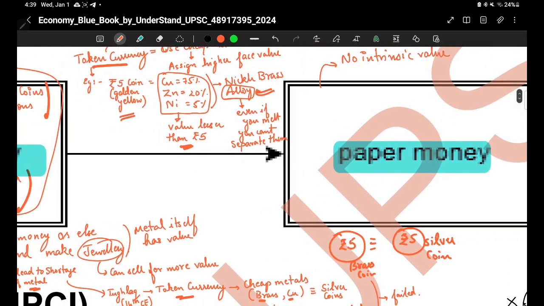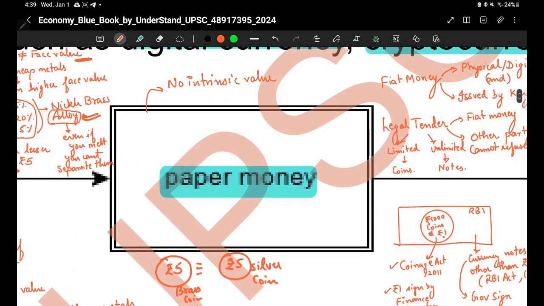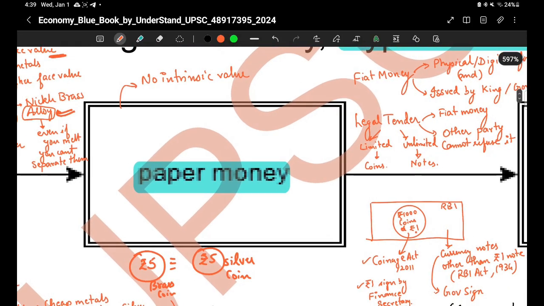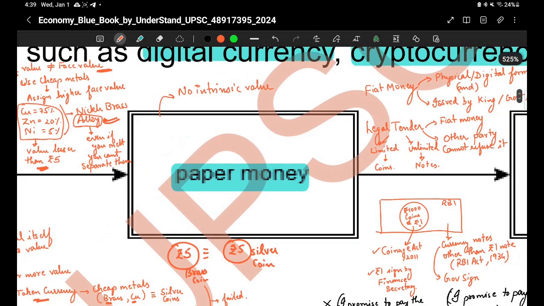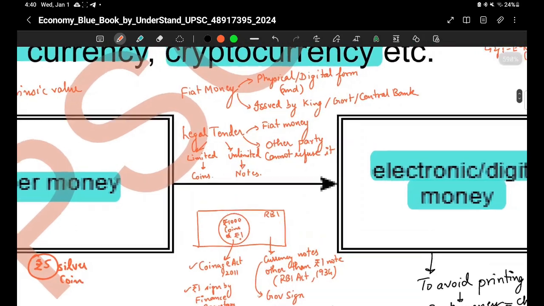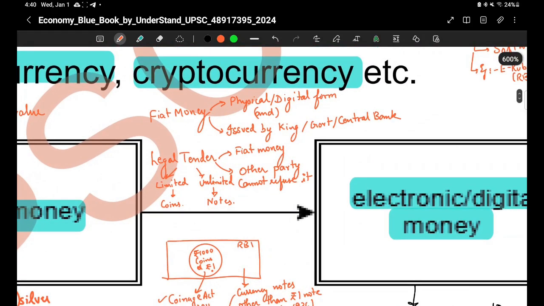Then because of all these limitations, we shifted to paper money. Now paper money has no intrinsic value. You can see these normal 5 rupee notes, 10 rupee notes. You cannot use that to make notes or make a diary or whatever. So it has no intrinsic value. It has only face value. Now there are two types of money: fiat money and legal tender.